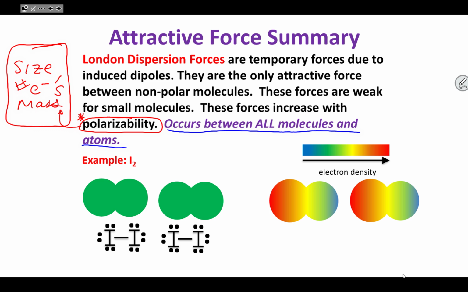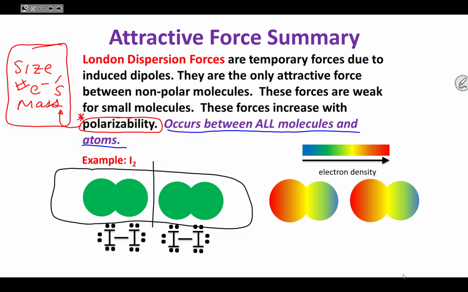In my example, I chose a nonpolar molecule, I2. So I2 would not have hydrogen bonding or dipole-dipole forces. And on average, here I'm showing two molecules of I2. On average, a molecule of I2 is going to have an even electron distribution. That's why this is green, in the middle of the road area on this electron density map.